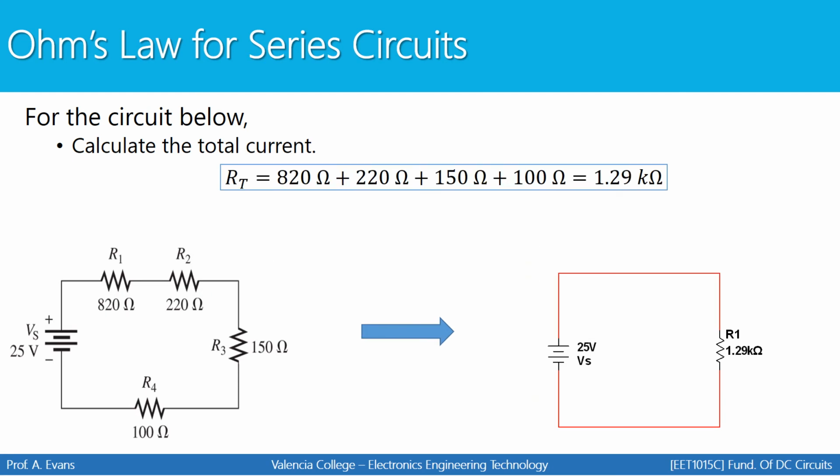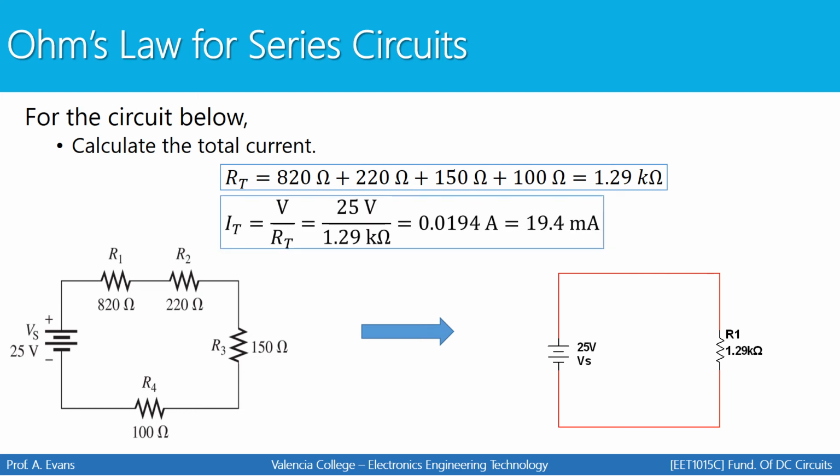Next, we're going to calculate the total current in the circuit. To calculate the total current, you're going to use Ohm's law, which says that current is equal to voltage divided by resistance. The important thing to remember here is that your total resistance is what must be used in your fraction. You can't just take the resistance of a single resistor. You have to add up all the resistors first and then use that total to find the total current.